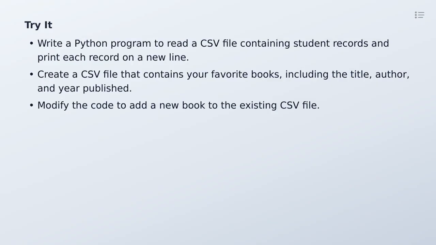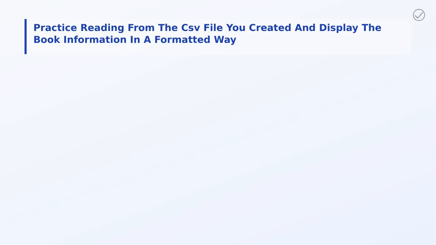Alright, your turn. Give this a try. First, write a Python program to read a CSV file containing student records and print each record on a new line. Also, create a CSV file that contains your favorite books, including the title, author, and year published. Finally, modify the code to add a new book to the existing CSV file. Take a moment to practice what you've just learned.